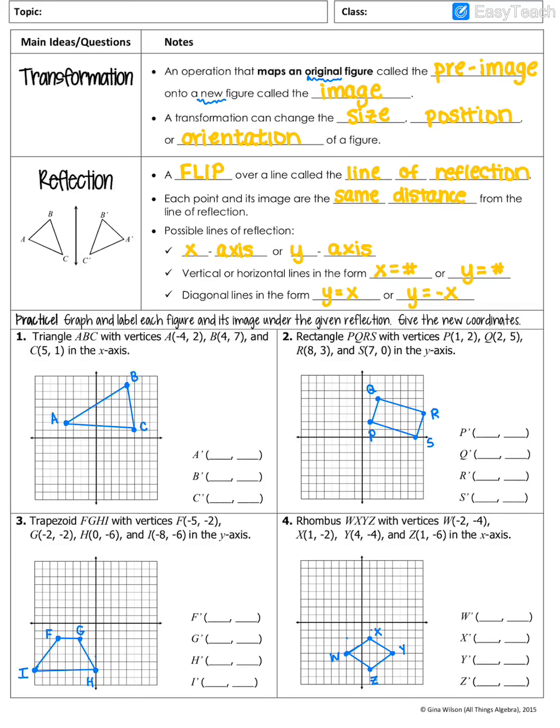We use those a lot. Vertical or horizontal lines in the form of x equals a number or y equals a number. If it's an x equals, that is a vertical line. And if it's a y equals, that's a horizontal line. Or we could use diagonal lines in the form of y equals x or y equals negative x. And I'll show you what those look like later.